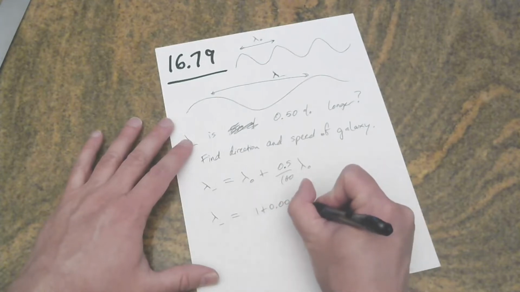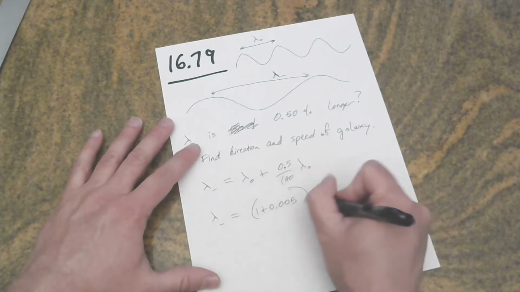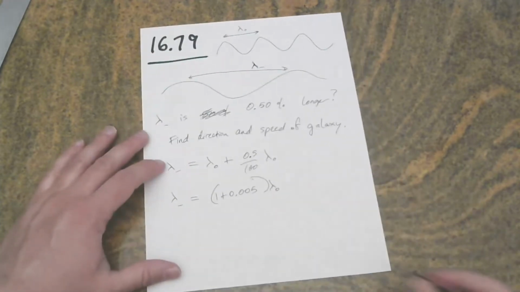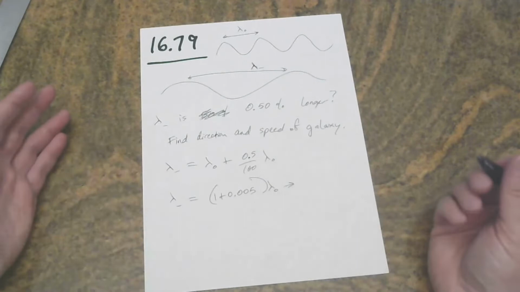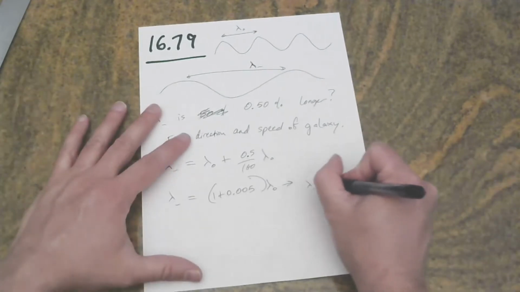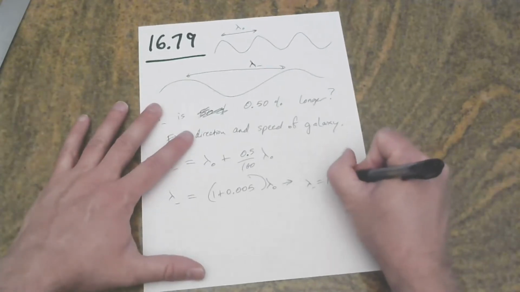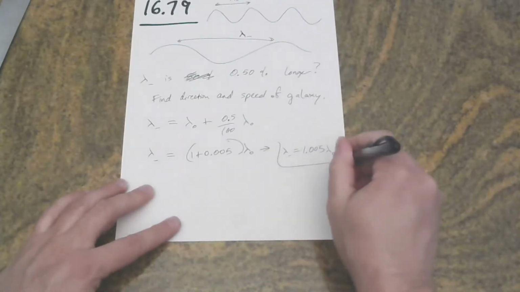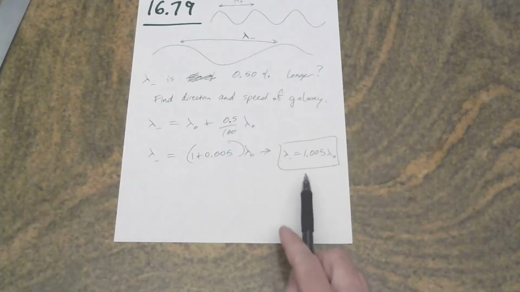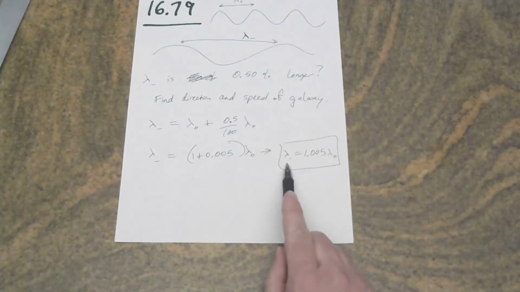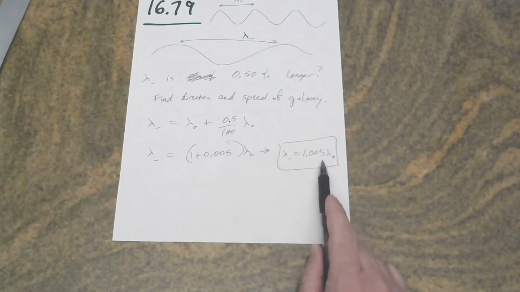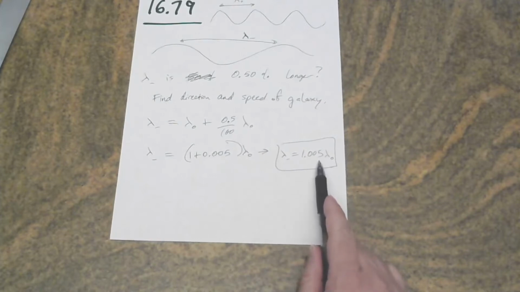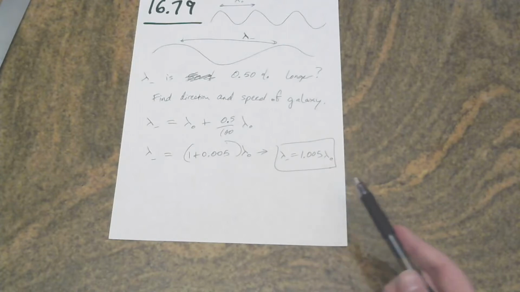Am I doing this right? Yeah, 0.005 lambda naught. Some of you probably recognized immediately, you could just write that as lambda minus equals 1 plus 0.005 times lambda naught. Another way of stating this in words is to say that lambda minus, the new wavelength from this moving galaxy, is 5 parts per thousand longer than the unshifted wavelength.